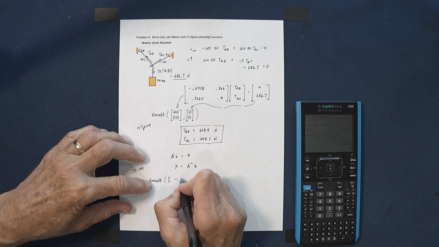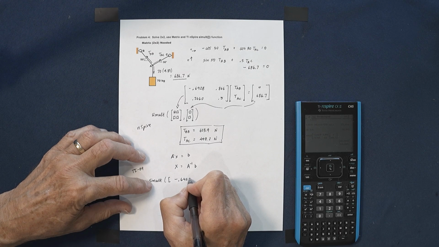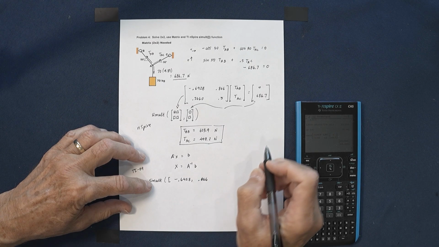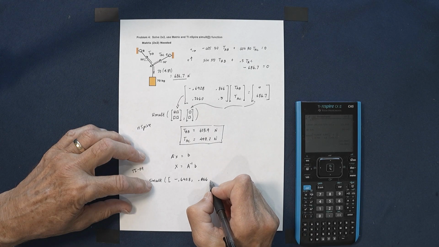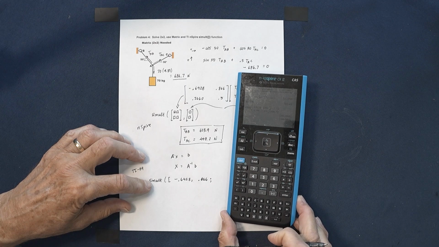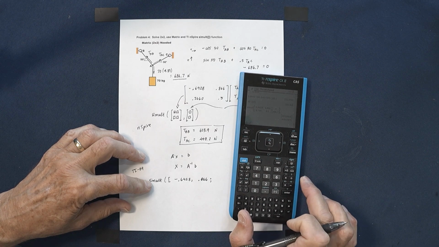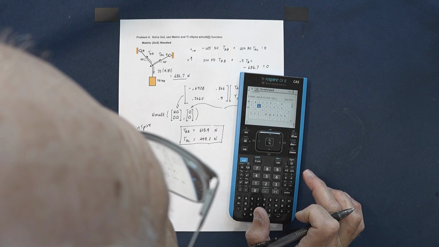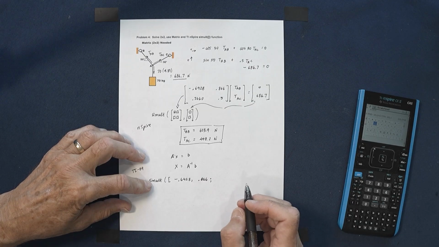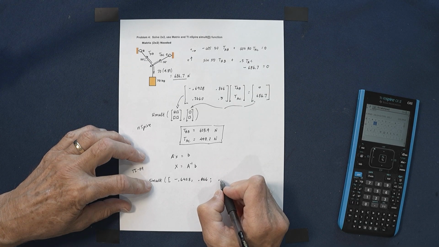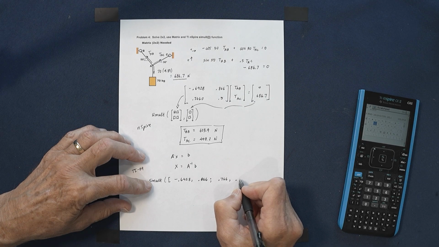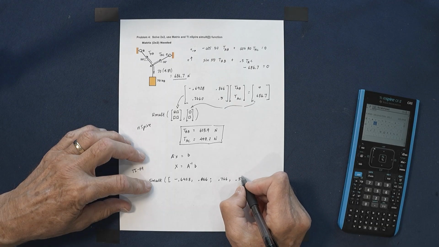So negative 0.6428, comma, 0.866. To signify you're at the end of the first row, put in a semicolon. I guess you have to go to symbols, and there's a semicolon down there. Semicolon. And then you go 0.766, comma, 0.5. Now you're at the end of the matrix, so close it.